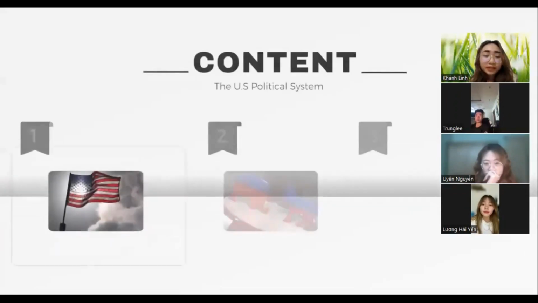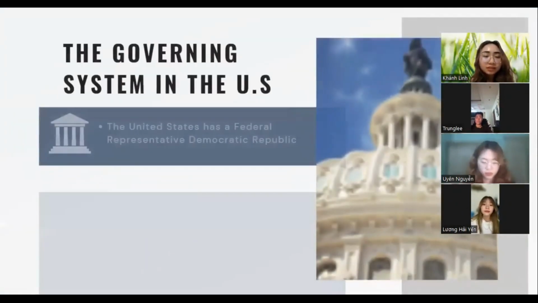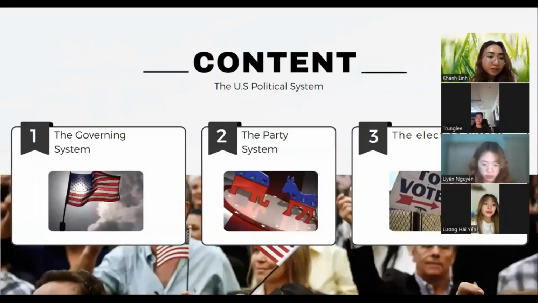And we have decided to divide this into three parts. The first is the governing system. Ian will take on this part. The second part is the party system. And the last part, the election. Uyên will take over this part. So let's start with the first part, the governing system.